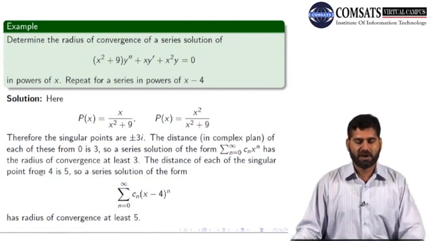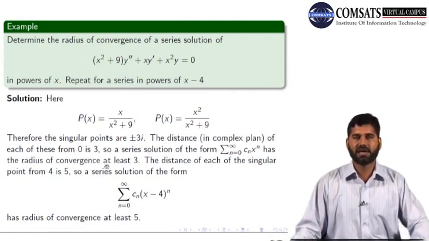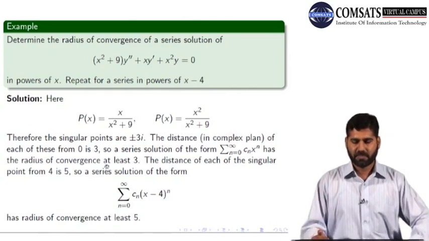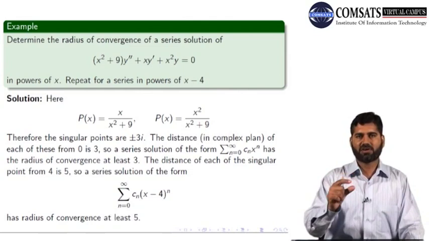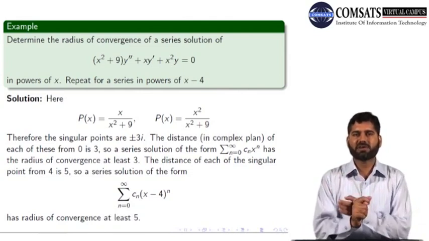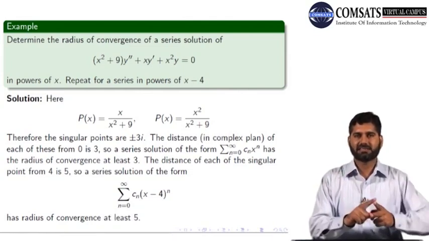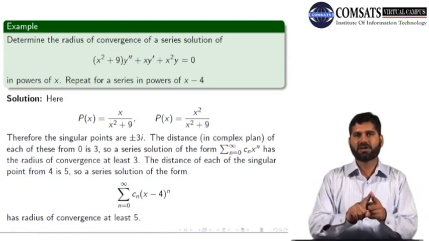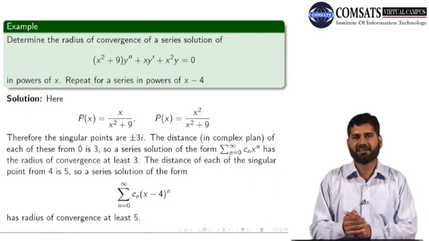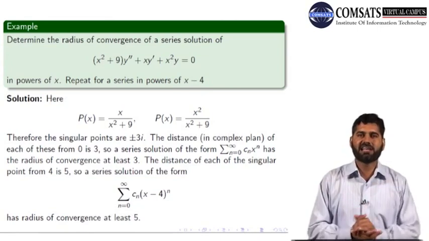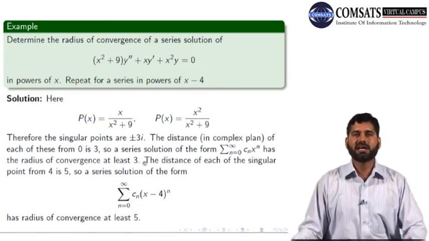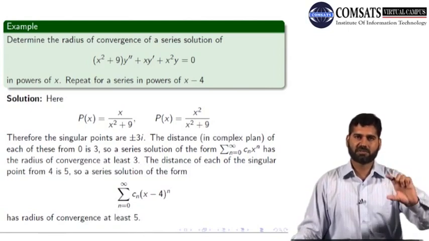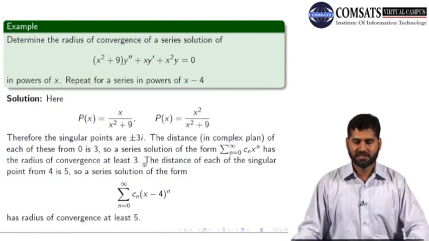So a series solution of the form has a radius of convergence at least 3. This is a result that if x equal to 0 is an ordinary point, then the radius of convergence will be at least the distance of this ordinary point from the nearest singular point. That will be the radius of convergence. So your series will have a radius of convergence at least 3. The reason is 3 is the distance from the ordinary point to the singular point.